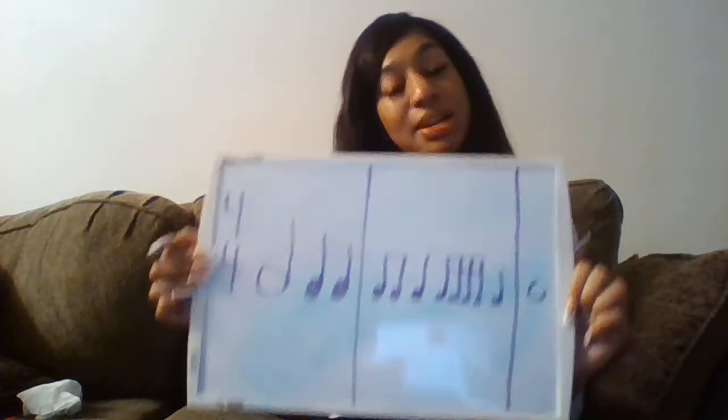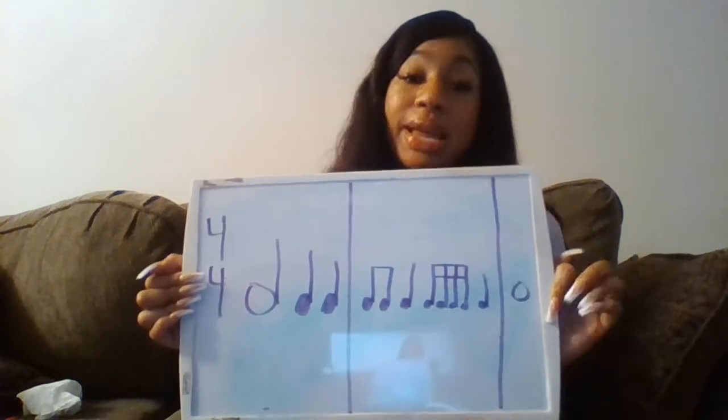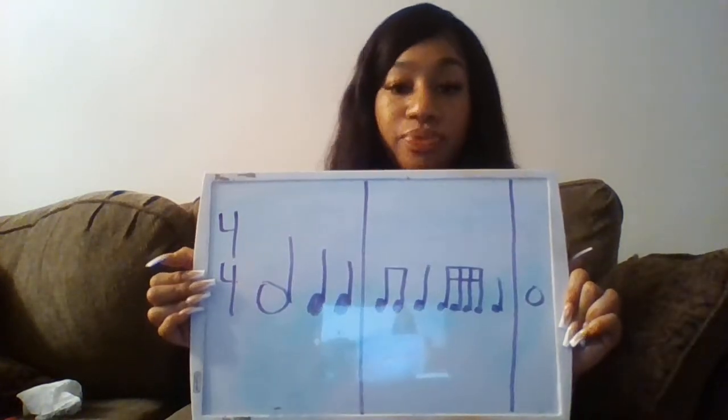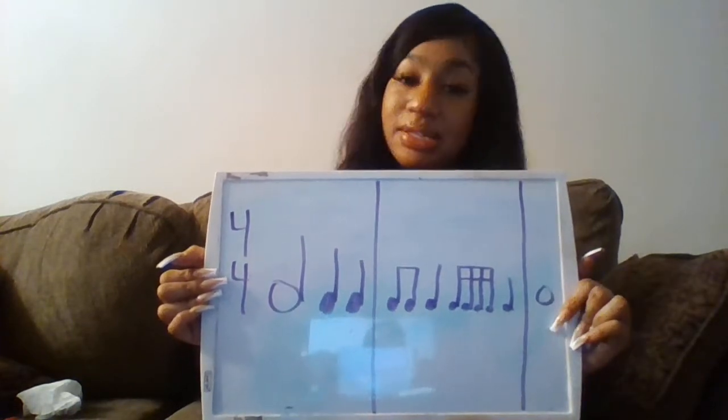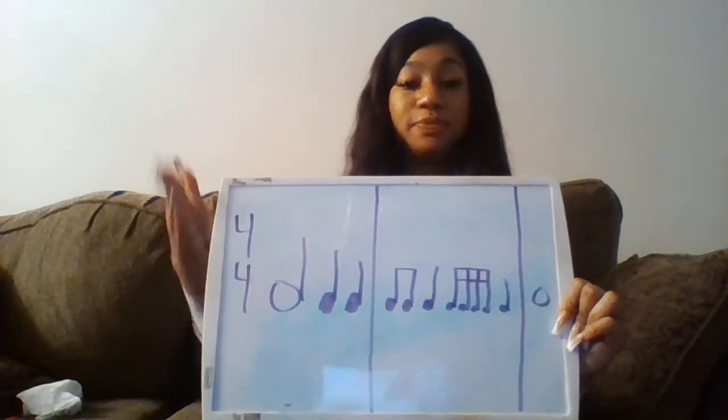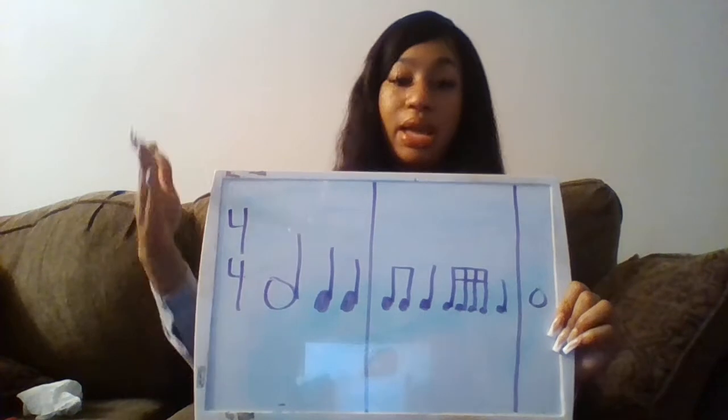The last measure, but not least, is just a whole note. And how many beats is a whole note? 4. Okay, and we know that we say for a whole note, we say the syllable toe. And that's easy. That's what we're going to do right now. 1, 2, 3, and go.